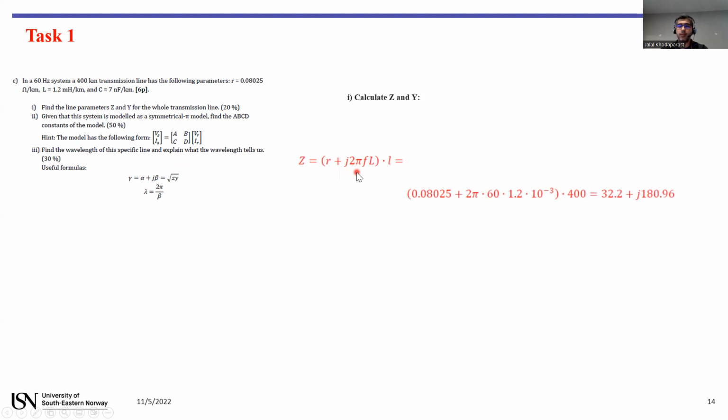And we know that we had this formula: R, resistance, inductance, and the length of the transmission lines. The length is 400, different from the previous one. And you know how to calculate the admittance: 2 pi frequency, capacitance, and the length of the transmission line.